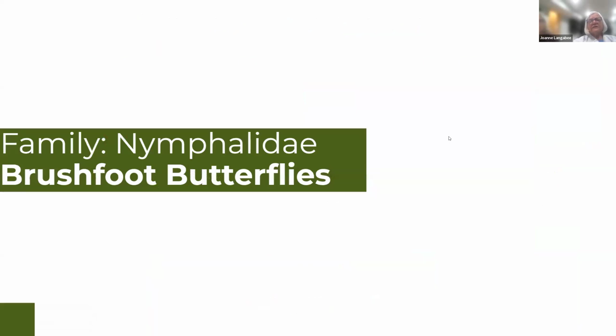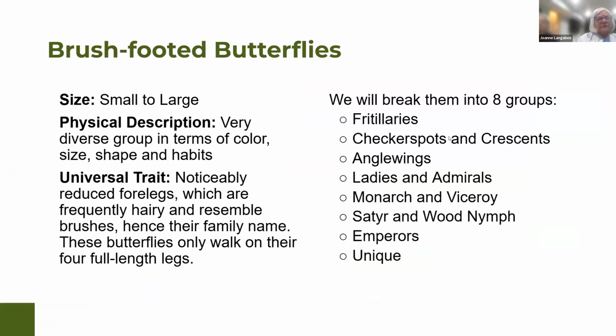Okay, the brushfoots. They're small to large. They're a very, very diverse group. They're called brushfoots because, okay, all insects have 6 legs. Their 2 front legs are more designed for balance or kind of holding them in place. And so often you only see like 4 legs instead of 6.